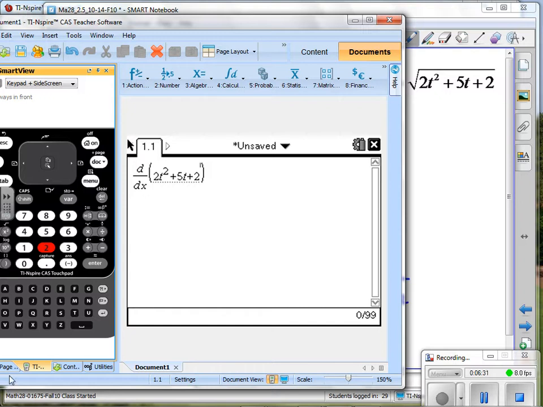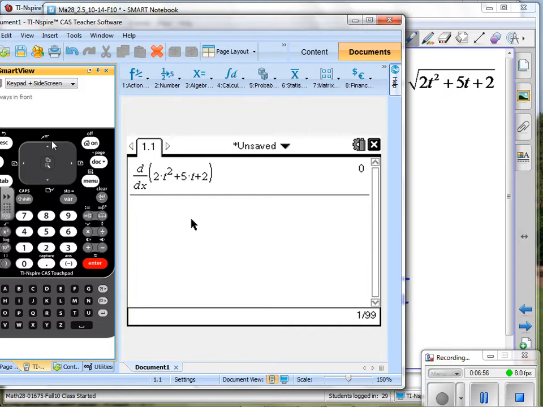I think I know what's going to happen. I think what it's going to do is it's going to say it doesn't have an x in it, so it's going to pop it back out as a constant. Does it? Yep, it does. It's treating that as if it's an unknown variable there, and it's saying the derivative is 0.